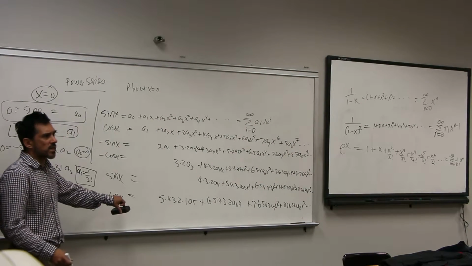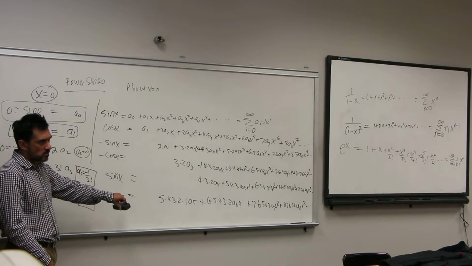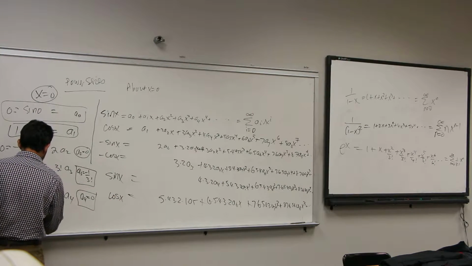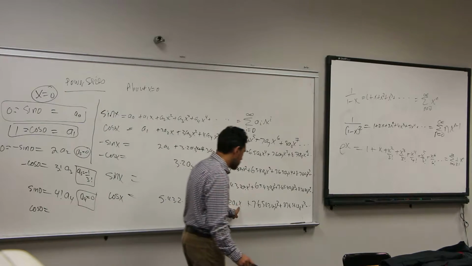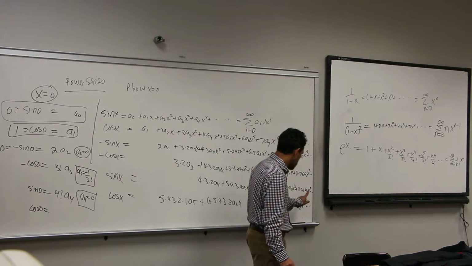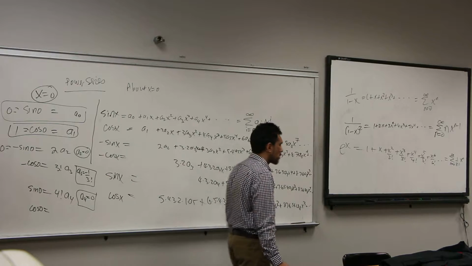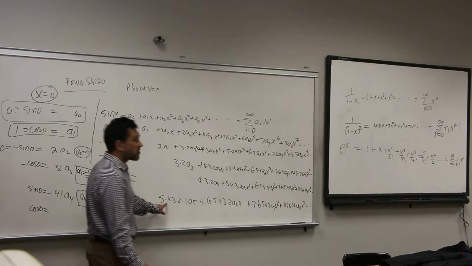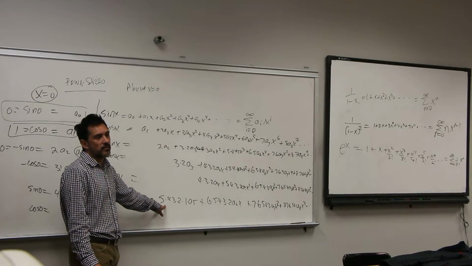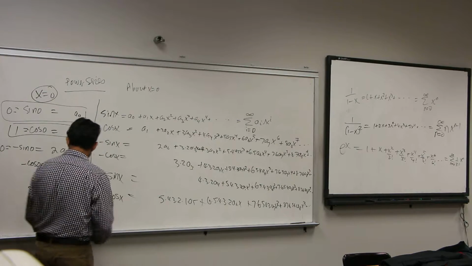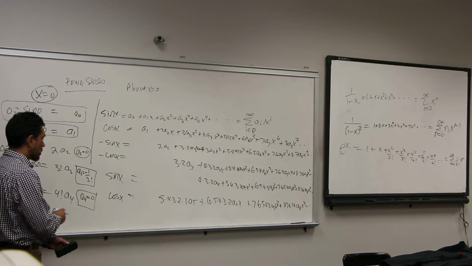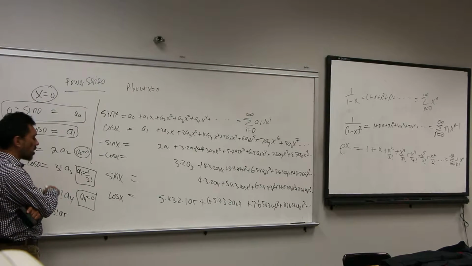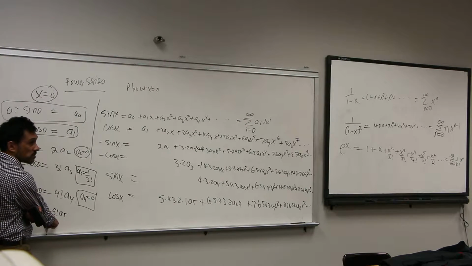Again, we put in 0 on both sides. Cosine of these will be 0. Giving us 5 factorial a5. That is to say a5 is 1 over 5 factorial.